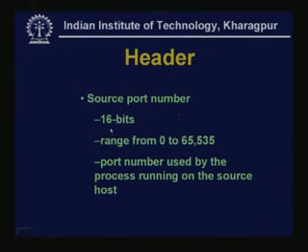So, there is a source port number and a destination port number. These are used by UDP for multiplexing and demultiplexing at its own level. This is a number which is 16 bits long, so 16 bits will give you from 0 to 65,000. These are the so-called port numbers, used by the process running on the source host. How do you initially get this port number? We will come to that in detail later on.